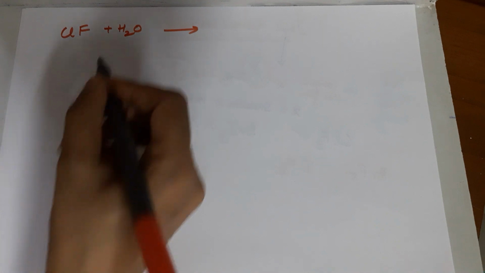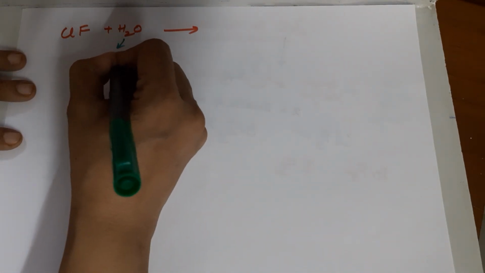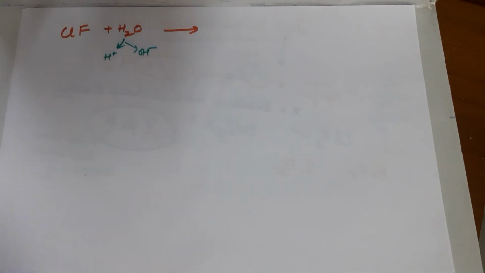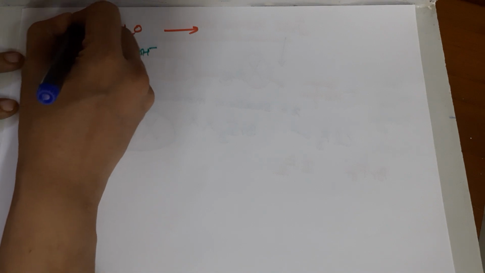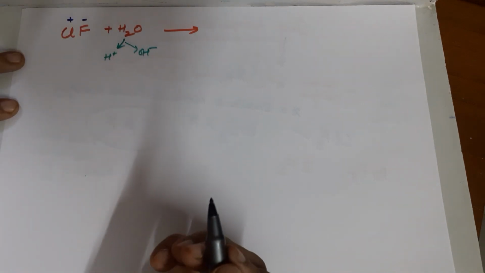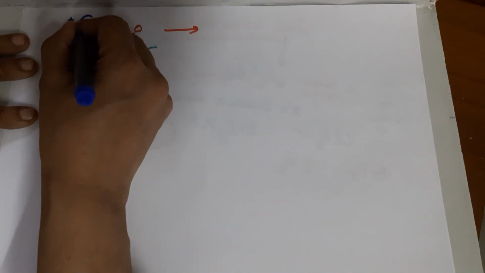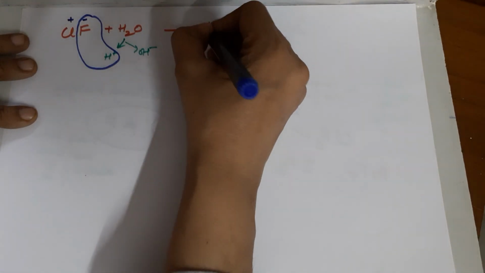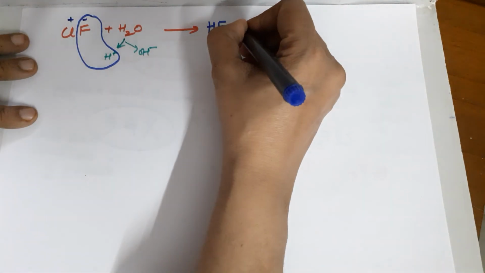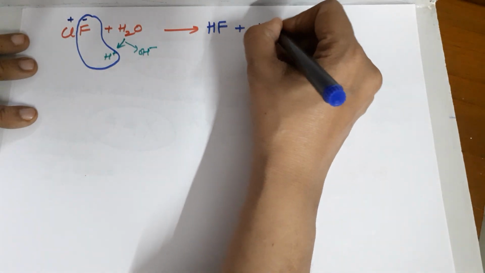Now let's say I have the interhalogen compound ClF. How do you think it will react with water? Water has two identities in it, H positive and OH minus. And your interhalogen compound also has a negative identity and a positive identity. Therefore, you should understand that the compound formed would be this. Your H positive will bind to F minus and your OH will go to Cl.